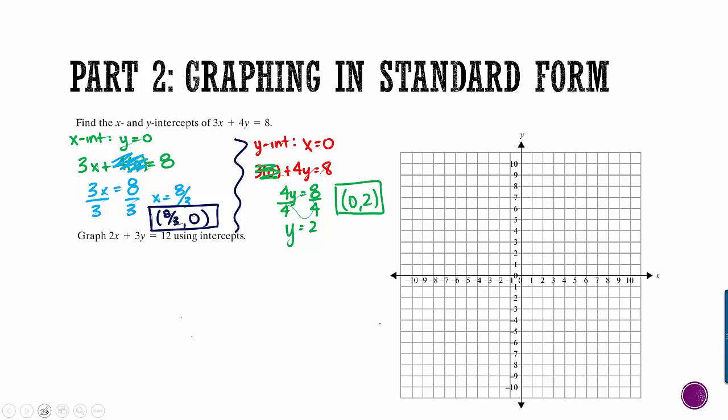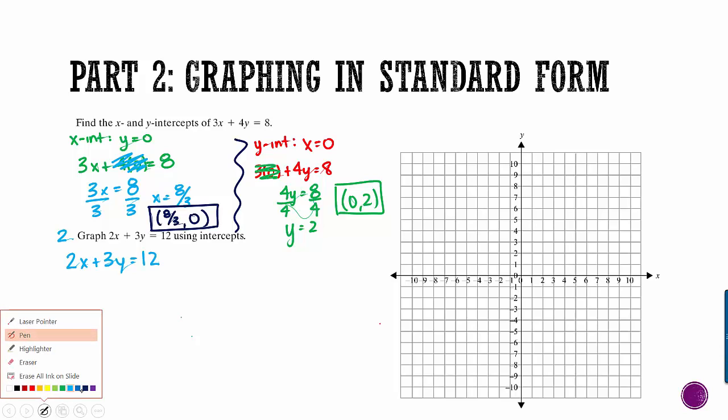Now we're going to do this exact same thing, but this time we're going to put those points on a graph. So problem number 2. If I want to graph 2x plus 3y equals 12, I only need to find 2 points. So let's first find the x-intercept.